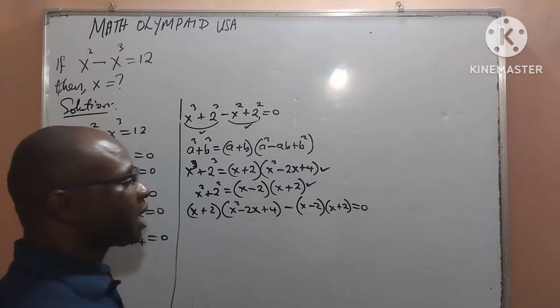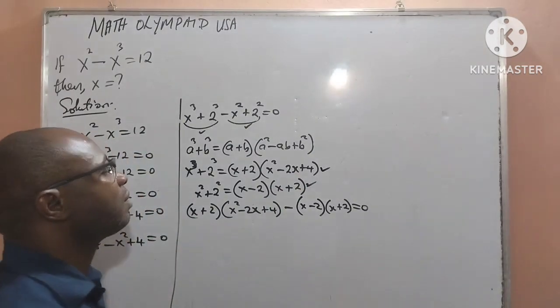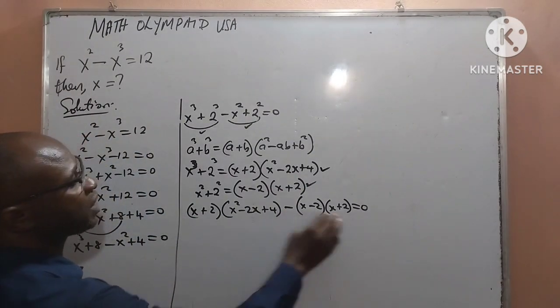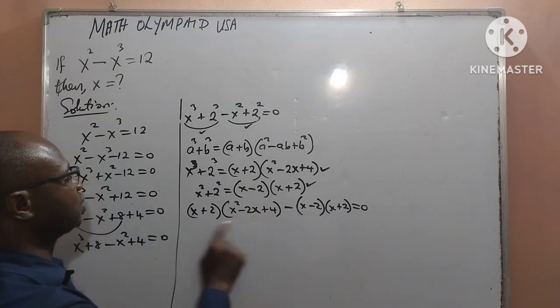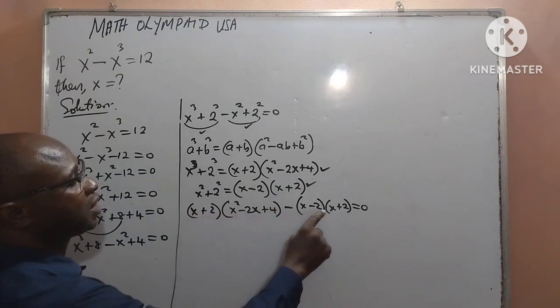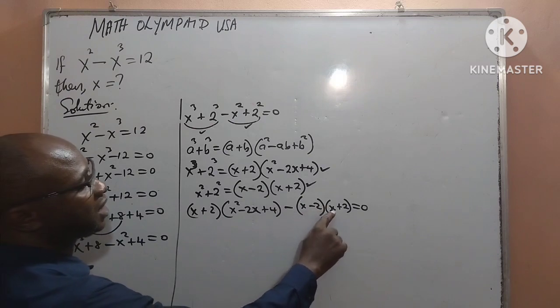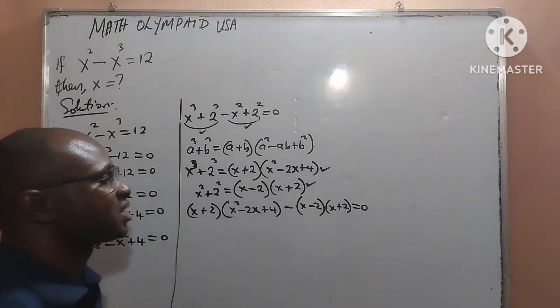At this point, I want to factor what is common. And what is common in these two expressions is x plus 2, which is by the left hand side, and x plus 2 by the right hand side.